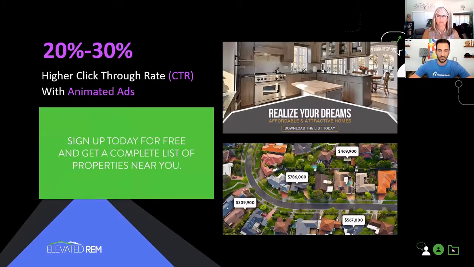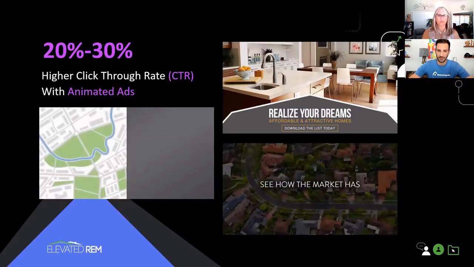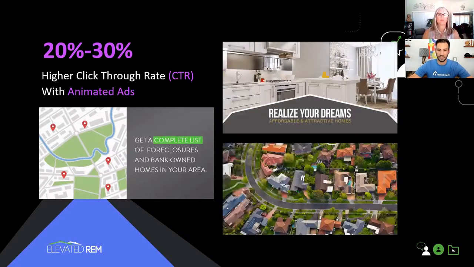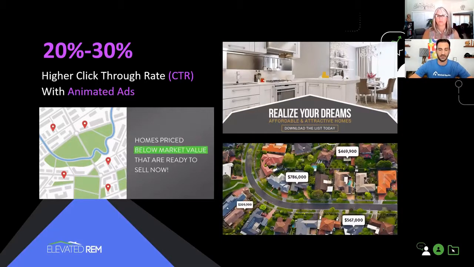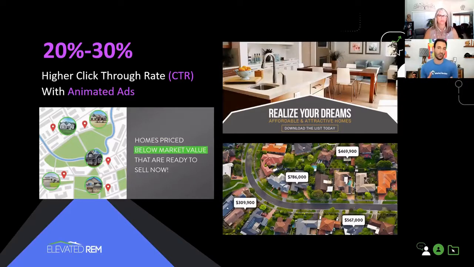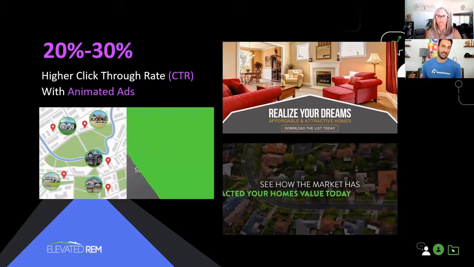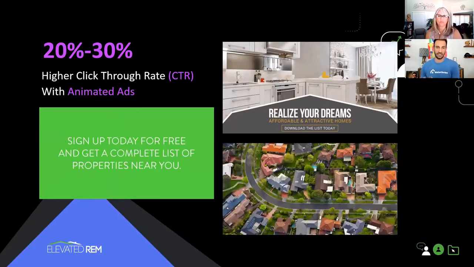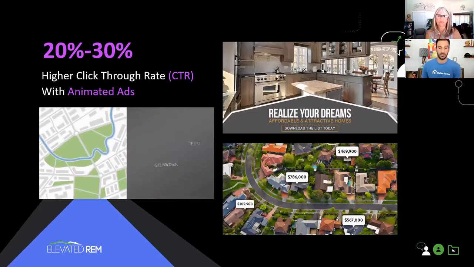And then if we look at the actual copywriting on the ad, it's using the formula, right? Realize your dreams, affordable and attractive homes, download the list today. We really summarize exactly what we're offering without even needing a headline or ad copy. The ad creative is doing the heavy lifting here, which gets a much higher click-through rate, right?